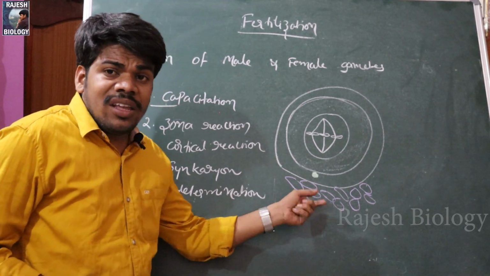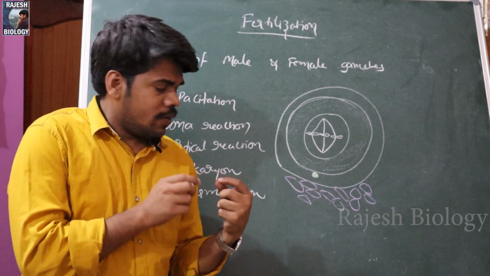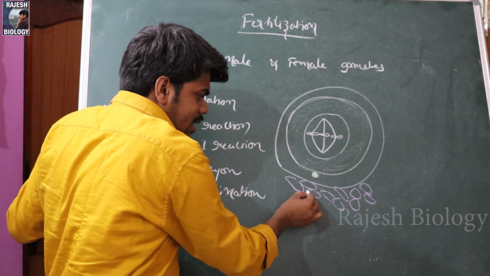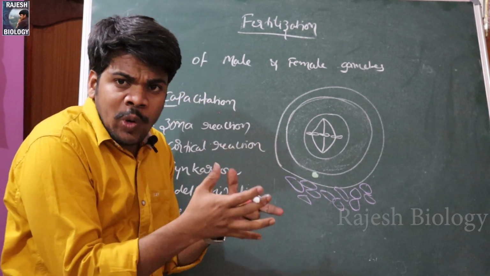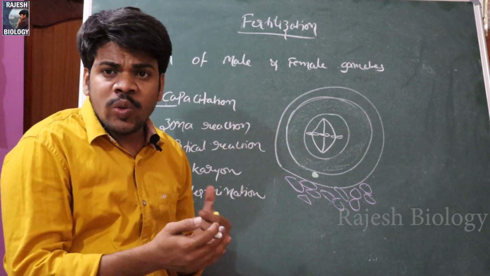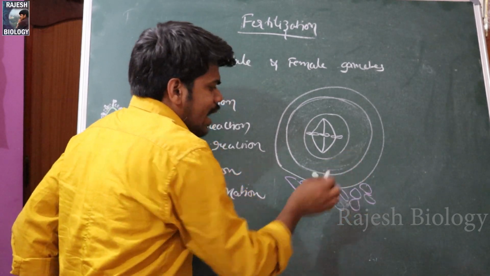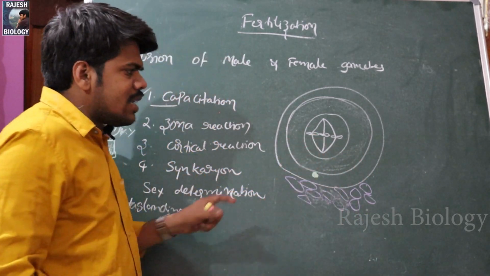Corona radiata, in this the cells are arranged with one another. Actually these are follicular cells. All these follicular cells are grouped together to form the corona radiata. How can they attach with one another? Here there is hyaluronic acid. So this is the structure of the ovum.